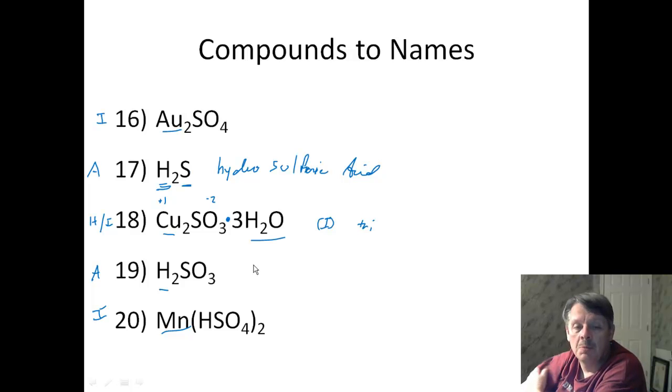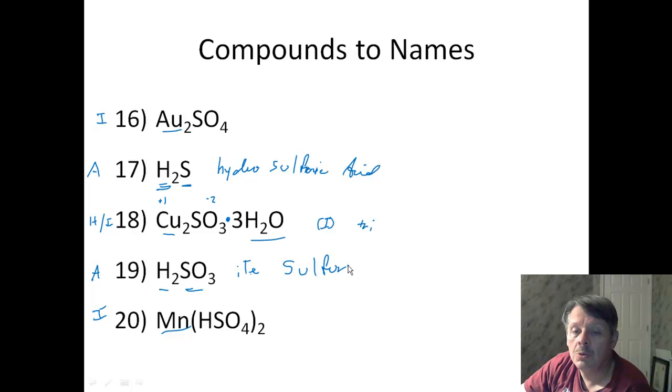How about number 19? Well, we're looking at SO3. SO3 is an ite. This is sulfite. SO4 is sulfate. SO3 is sulfite. So that means this is going to be an OUS acid. So this is sulfurous acid.